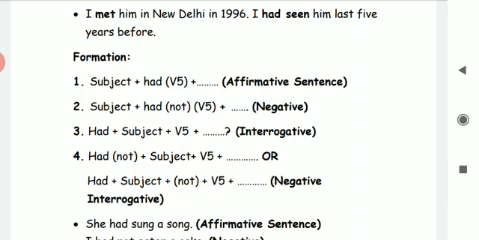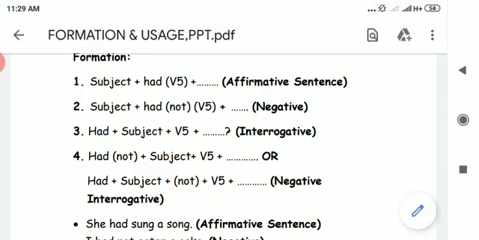She is the subject, and had sung: had is your auxiliary that is always used in past perfect, and then sung is considered to be V5, plus a song is your object, which is considered to be the rest of the sentence. It becomes the affirmative sentence: She had sung a song. This is the construction, how to construct affirmative sentences in past perfect tense.